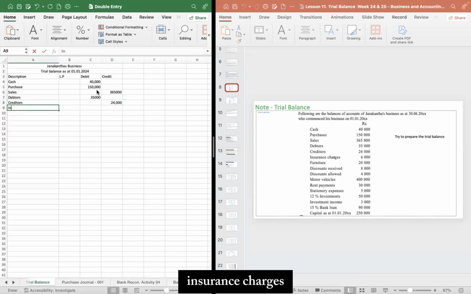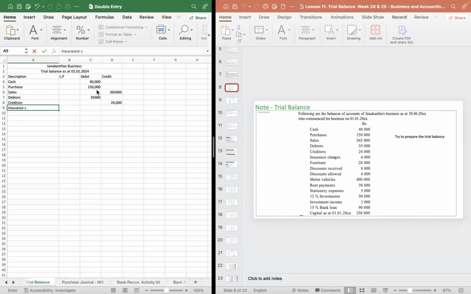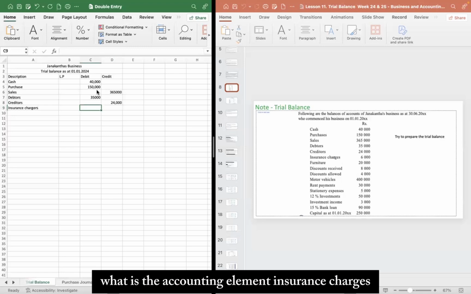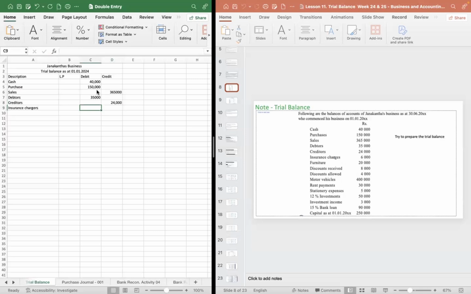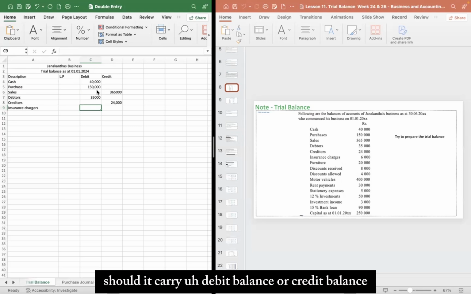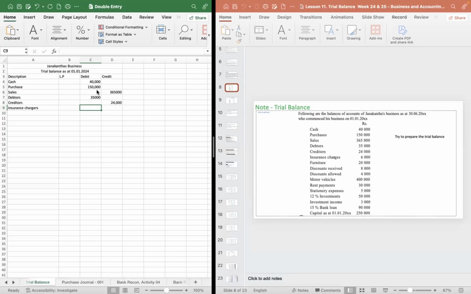Okay. Insurance charges. What could it be? What is the accounting element? Expenses. So if it is an expense, should it carry a debit balance or credit balance? Debit balance. Okay, debit.